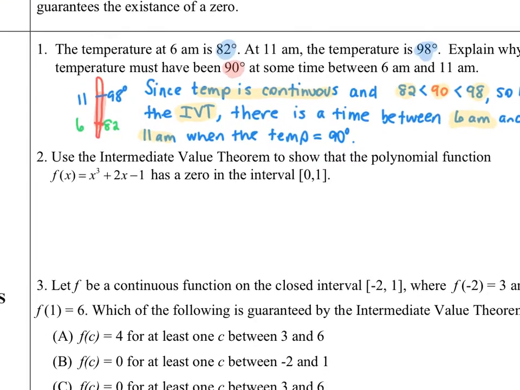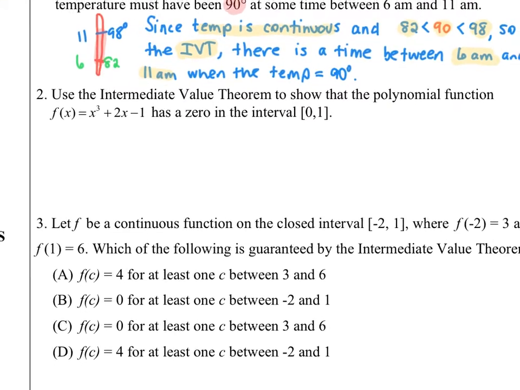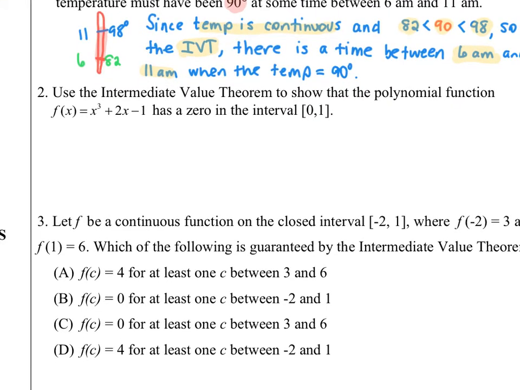The next question says to use the intermediate value theorem to show that f of x has a 0 on the interval from 0 to 1. First of all, what it means to have a 0 is that f of x equals 0. So the first thing I'm going to do is find what f of 0 is and f of 1. What I find is that f of 0 is -1 and f of 1 is 2.